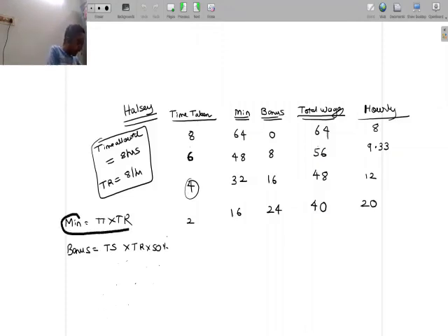Minimum, this is the formula I've used here: total time into time rate. So for example 8 hours, 8 into 8, 64. 6 hours, 6 into 8, 48. 4 hours, 4 into 8, 32. 2 hours, 2 into 8, 16.